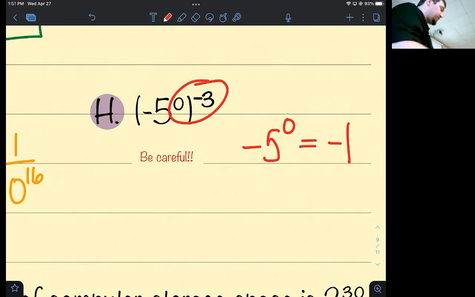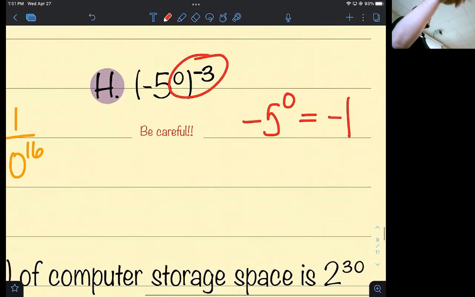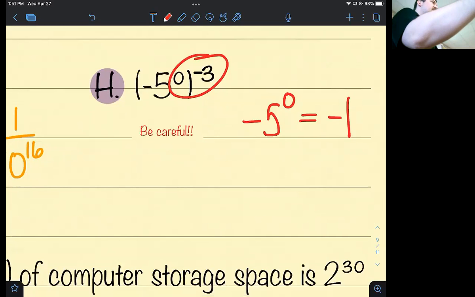But as soon as the 0 and negative 3 have been multiplied together, that set of parentheses is gone, leaving you with just negative 5 to the 0, which means 5 is being raised to the 0 power. It's 1, but the negative never got seen. It was never seen by those nearsighted exponent of 0. So it stays put as just negative 1.